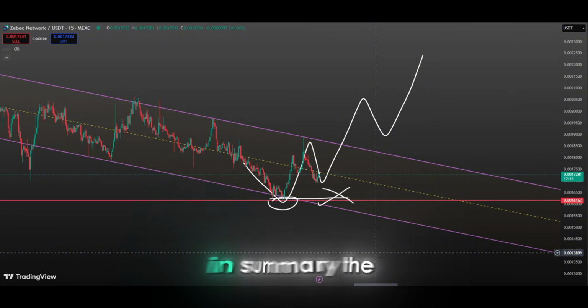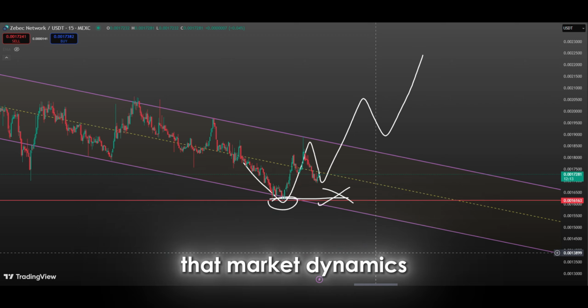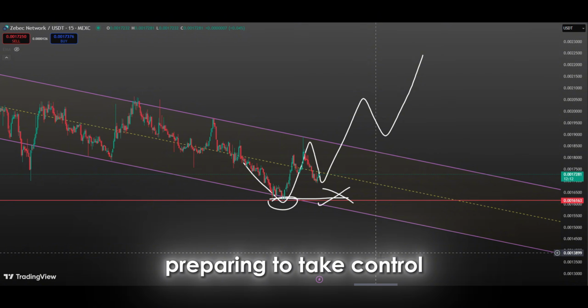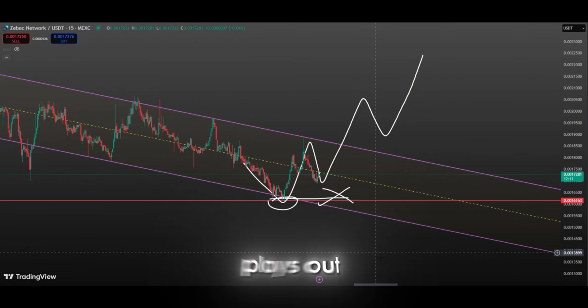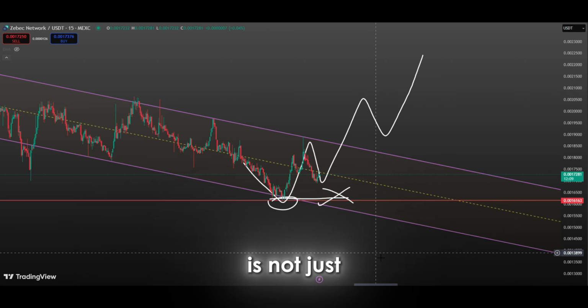In summary, the price holding its current bottom level and forming a higher low is a very positive technical signal. It indicates that market dynamics are beginning to shift and buyers are preparing to take control. If this scenario plays out and the price starts forming higher highs, it would suggest that the move is not just a bounce, but the beginning of a new trend.